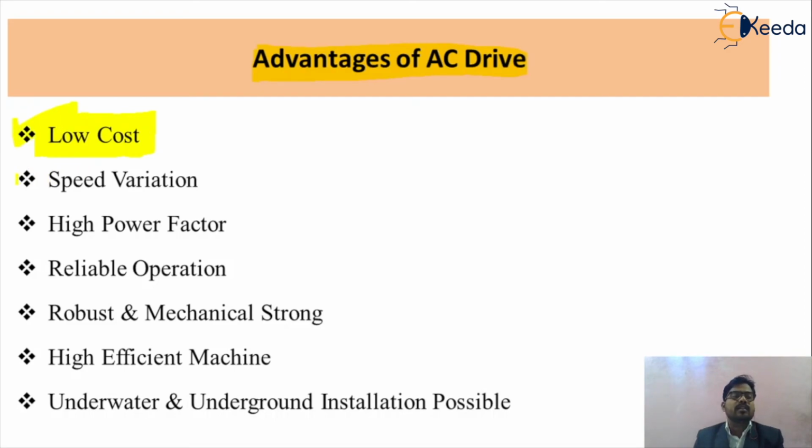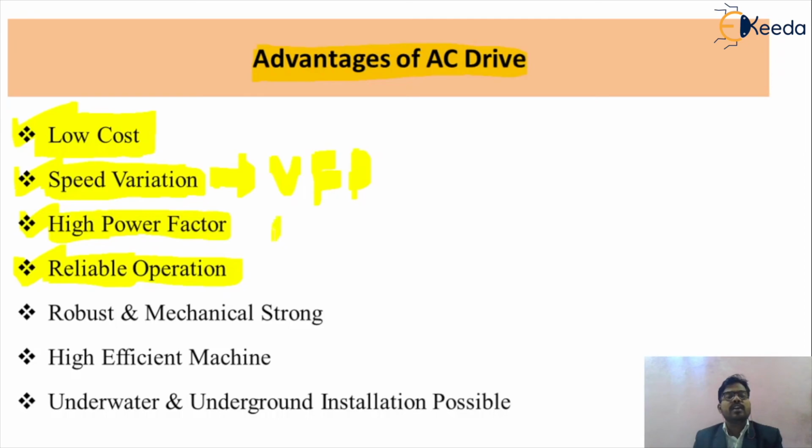Then the second advantage, speed variation. The AC motor is called a variable speed drive. Variable speed drive means we use different speed control techniques. This is called VFD, the variable frequency drive technique. So this is one of the advantages of your AC drive. Then the next advantage, the power factor of such a motor will be large when we use it for your application. Due to the large availability of the supply, we use the standard alternating current supply, so the operation of this AC supply will be reliable.